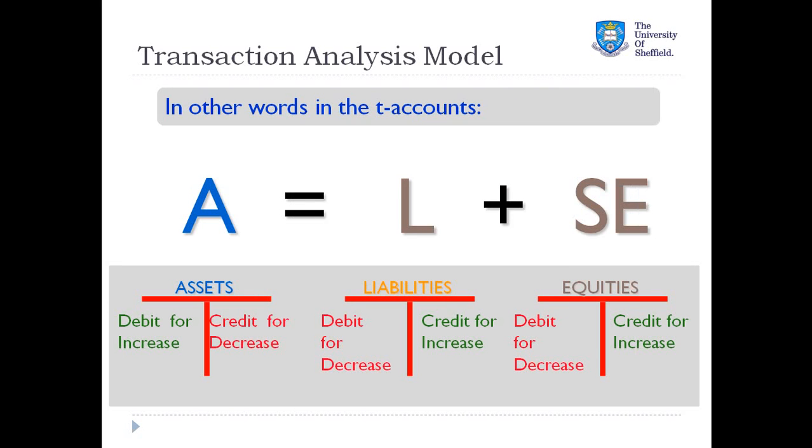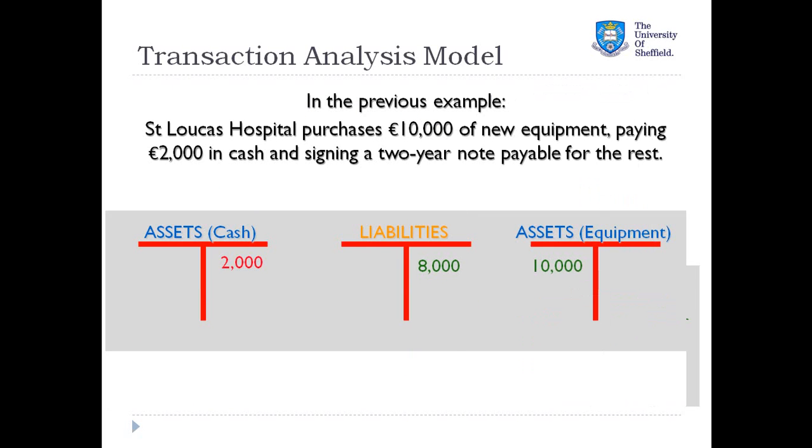Now, in other words, in the T accounts, we have debit for increase in assets and credit for decrease. In liabilities, we have debit for decrease and credit for increase. And in the equity section, we have debit for decrease and credit for increase. Let me try to explain how this works with a real life example. We mentioned the last example about the St. Lucas Hospital and the purchase of 10,000 euros of new equipment, paying 2,000 in cash and signing a 2-year note payable for the rest. So we have here the assets.